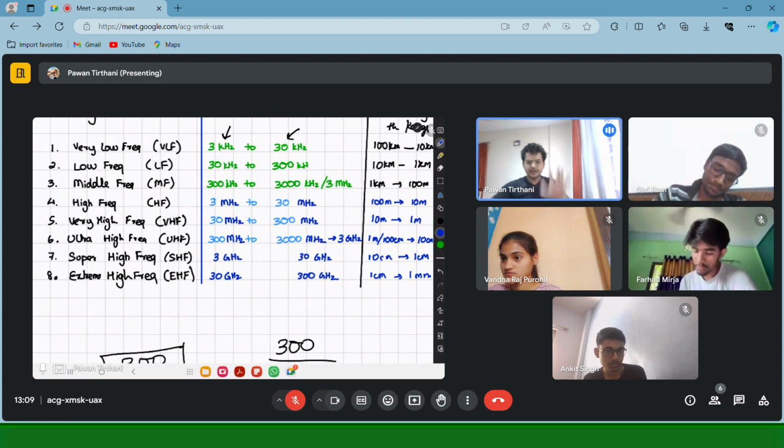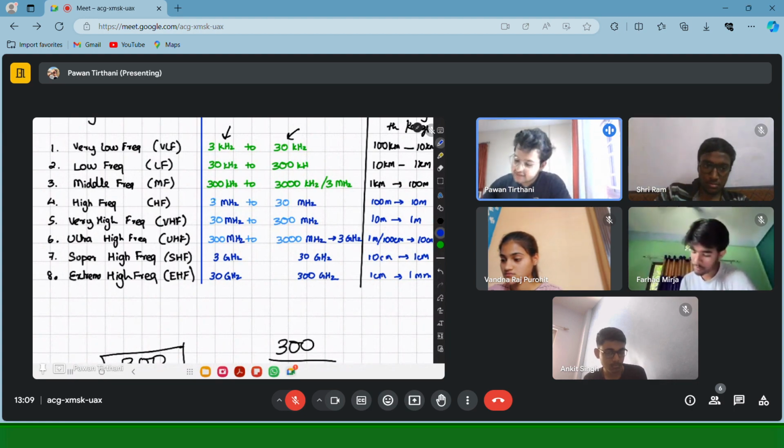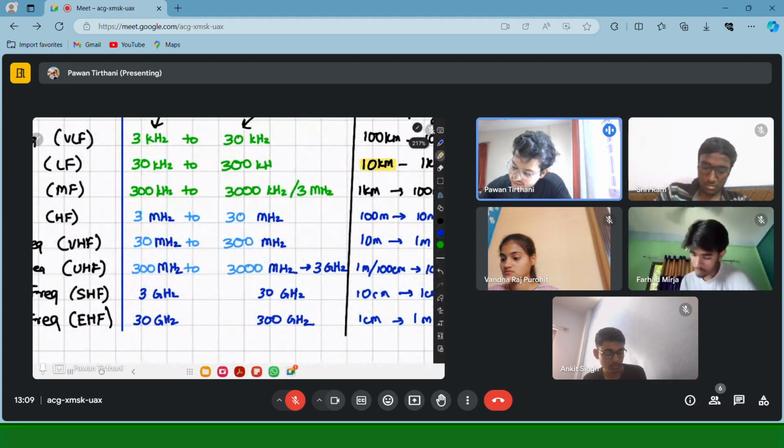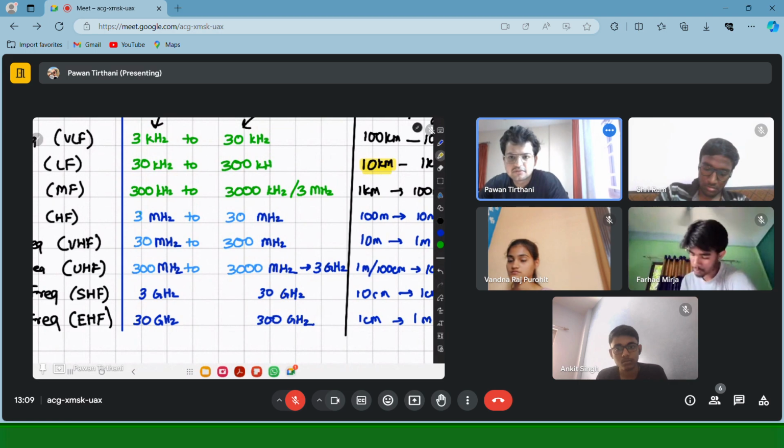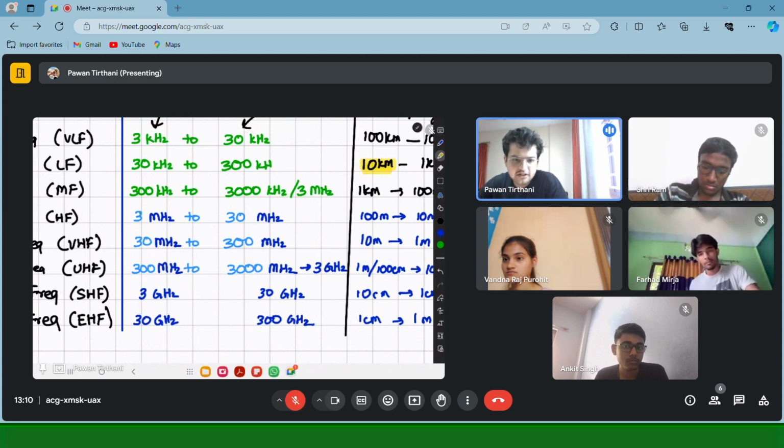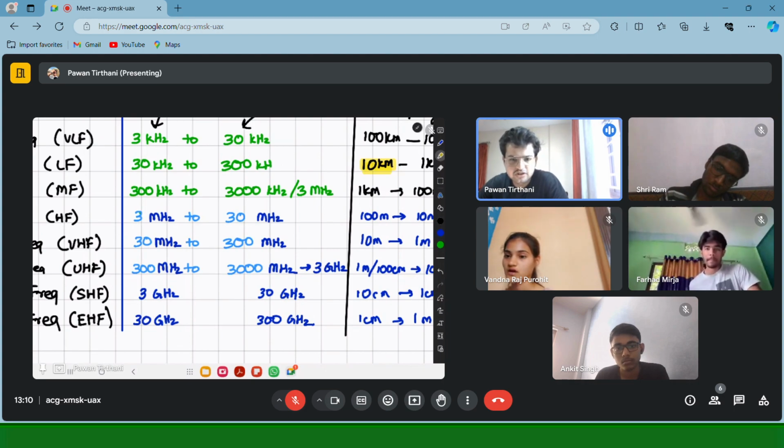So imagine radio waves are that big where one wavelength can be of 10 kilometers or even 1 kilometer. Do you remember, Vandana? Do you have a flyover in your city that is over 1 kilometer long? No? Any road that you know is 1 kilometer long?